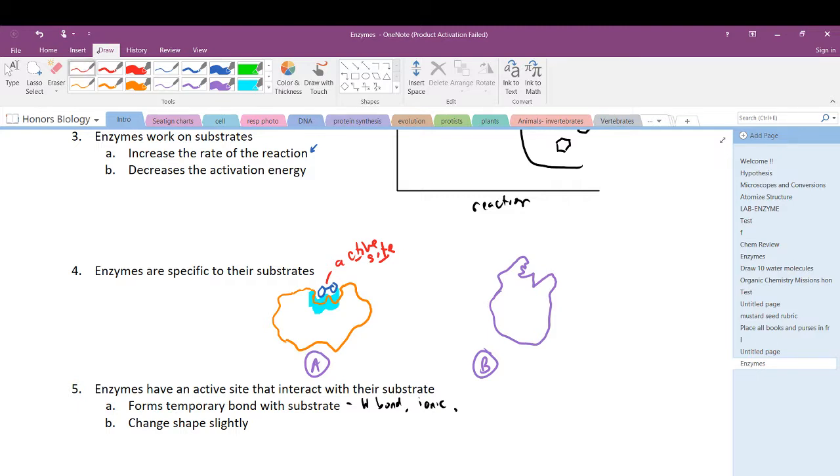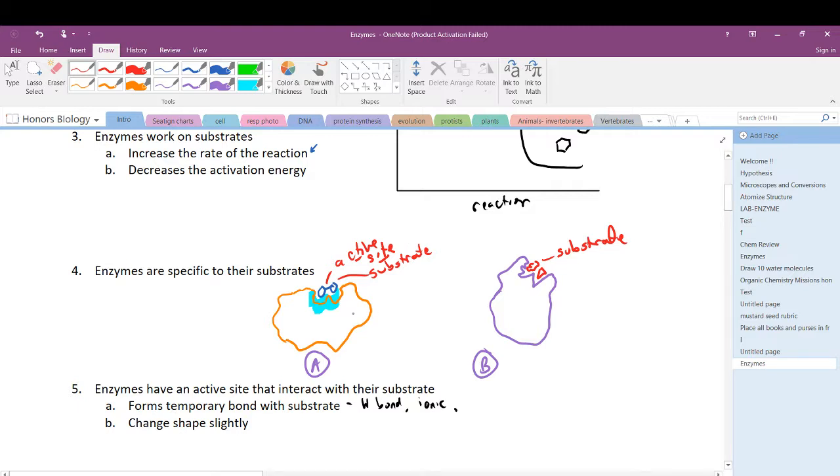And so enzyme A has a substrate like the blue one. Enzyme B is going to have two substrates like this. So let me be clear. The red and the blue, those would be substrates. And a substrate is what the enzyme acts upon. It's going to either break something down or build something up.